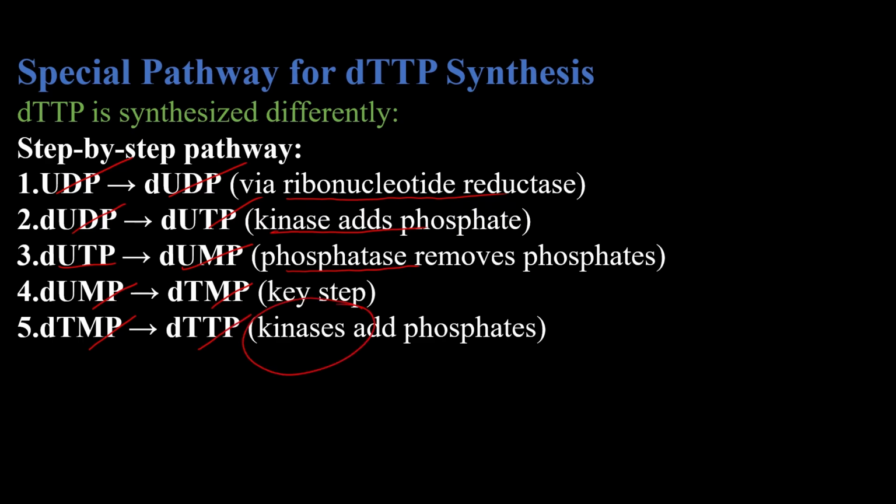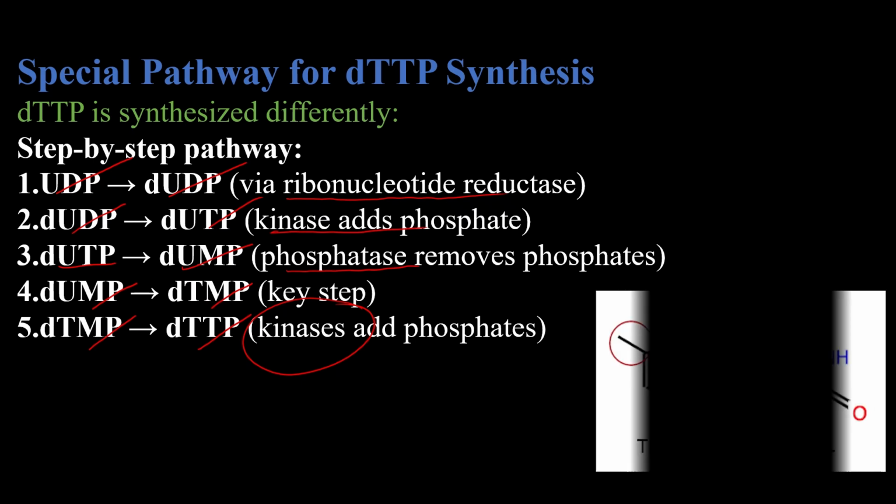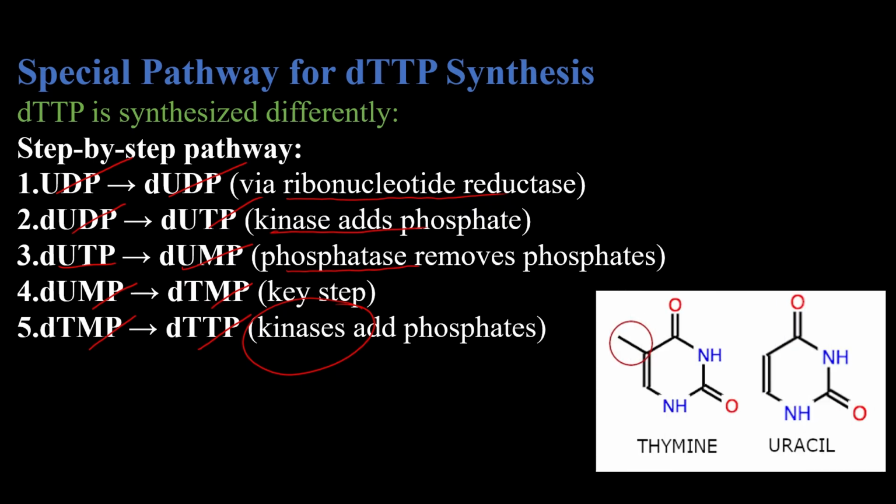So what is the difference between uracil and thymine? You can see in this figure, this is uracil and this is thymine. The only difference between thymine and uracil is that thymine has a methyl group on the 5 carbon. It means thymine is actually uracil, but it is methylated uracil.